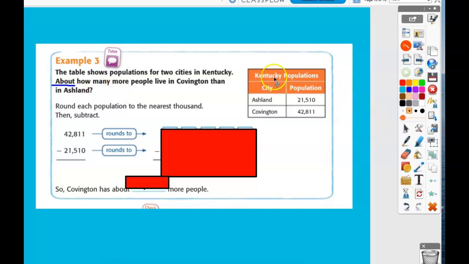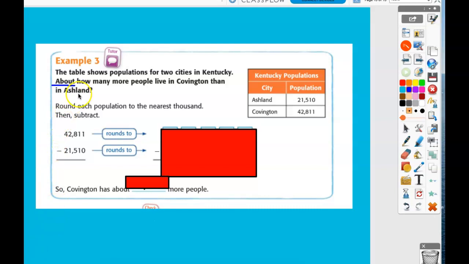So let's take a look at our population chart. We have Kentucky populations. We have our city. We have Ashland. Their population is 21,510. Covington City has a population of 42,811. And remember, we want to know how many more people live in this city than that city. So whenever you hear how many more, that's telling you it is a subtraction problem.